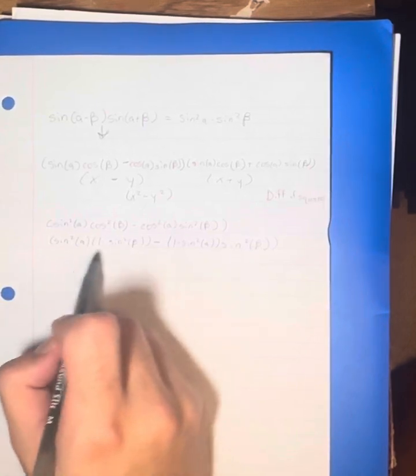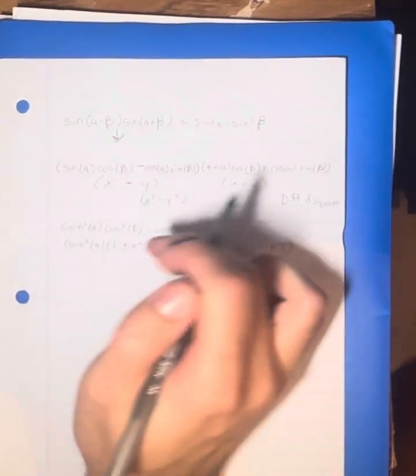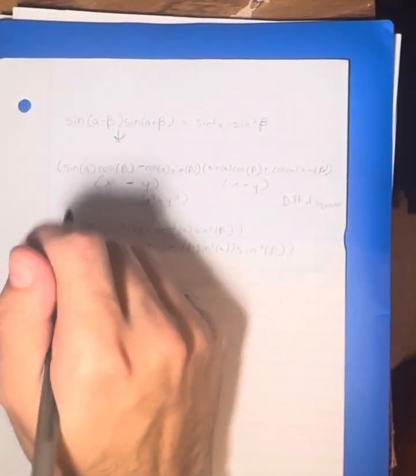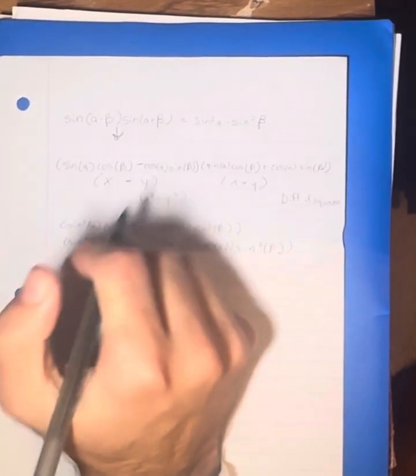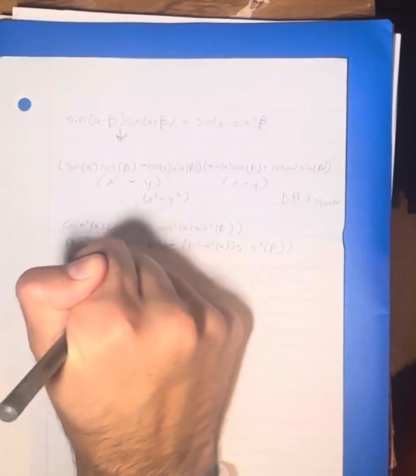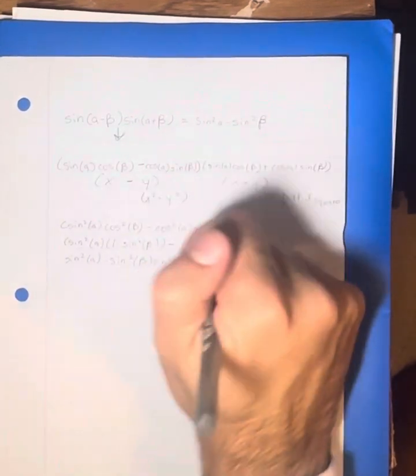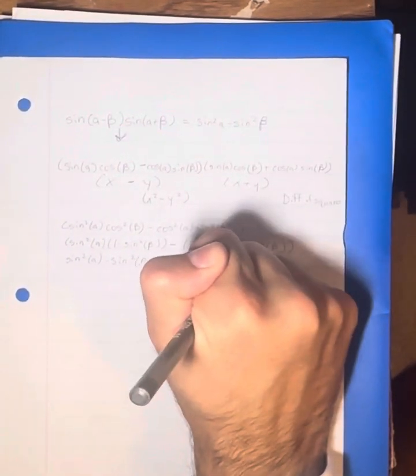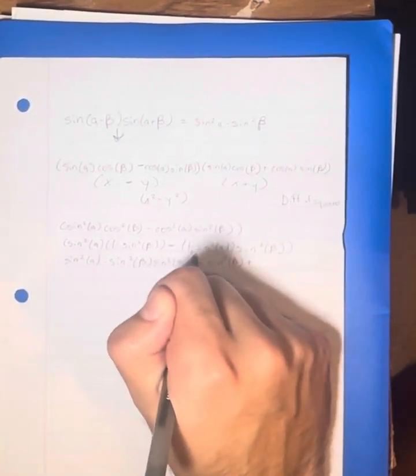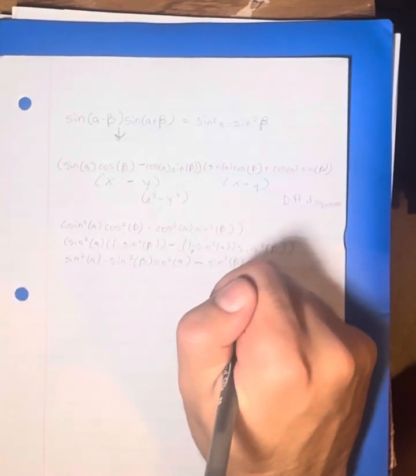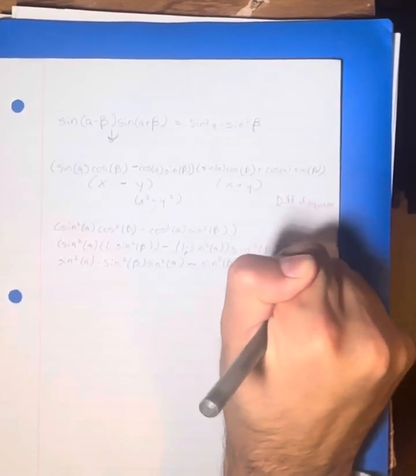But what we need to do from here is distribute. If we distribute sine squared alpha to 1 minus sine squared beta, we're going to see that that is equal to sine squared alpha minus sine squared alpha sine squared beta, plus, it's going to be plus because of this right here. You're going to have two negatives, a double negative, and that's going to make a positive. So that would be plus sine squared alpha sine squared beta.